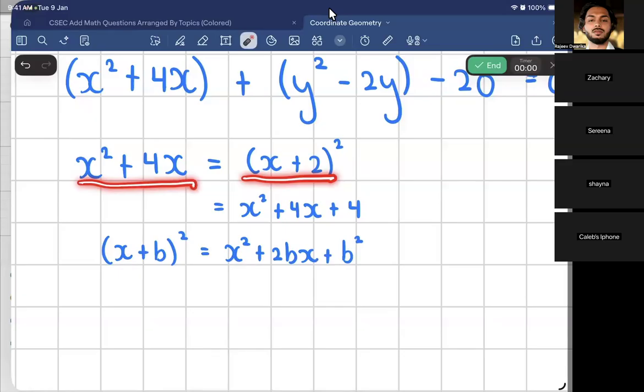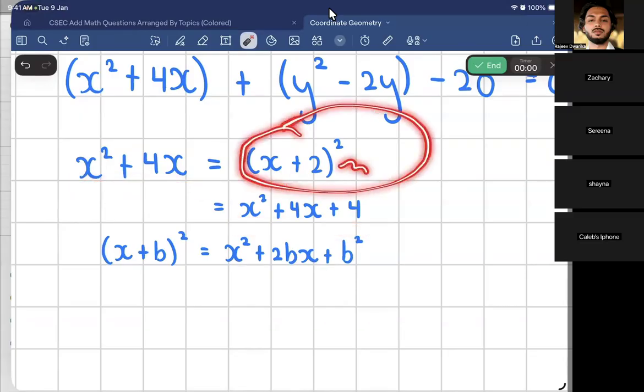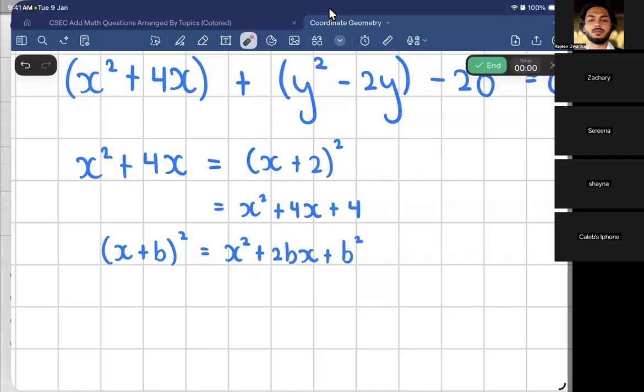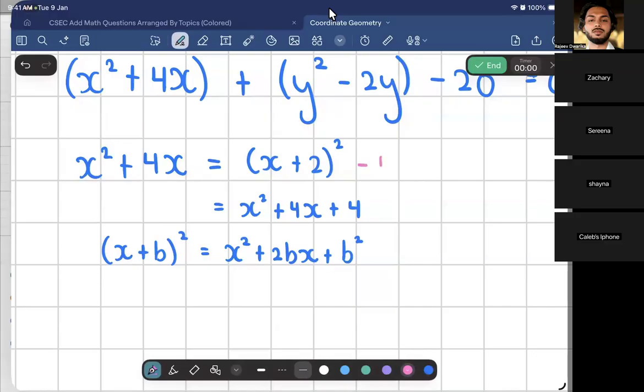Nah, sir. Because when you expanded this out, what did you get? X squared plus 4x plus 4. Is this the same thing as this? Nah, sir. What is making them different? The 4. So what could I do with that to make it the same? Minus the 4, sir. Exactly. You see it now, right? Yes, it makes sense now.